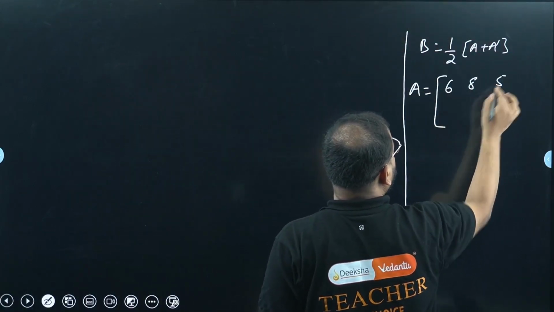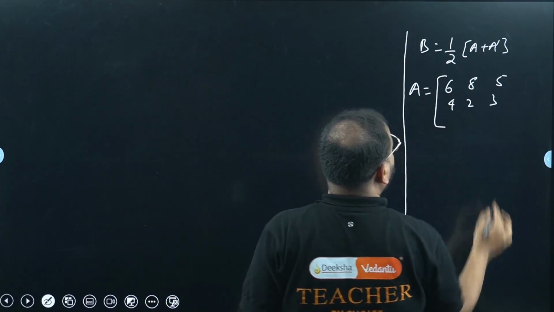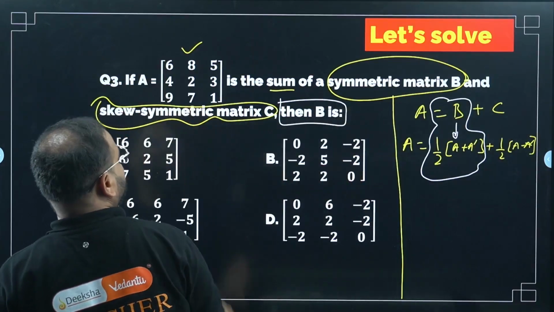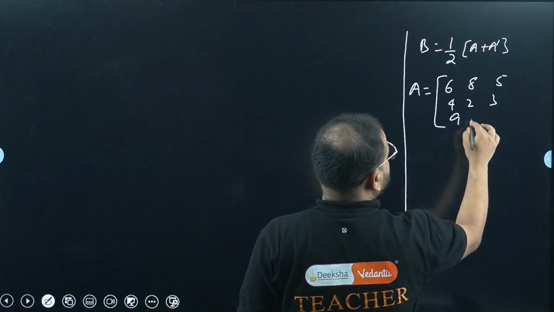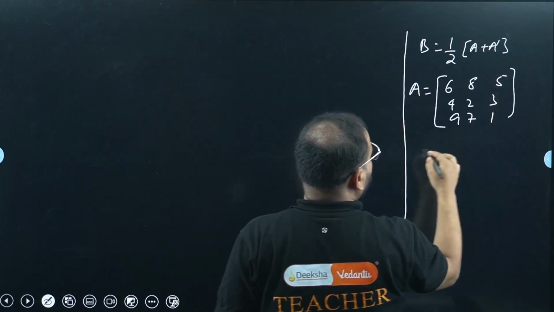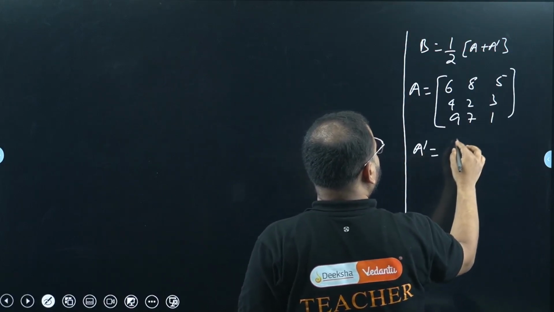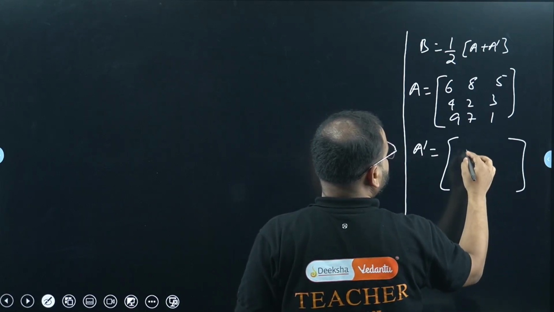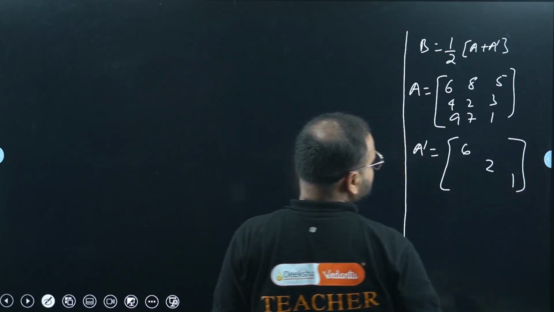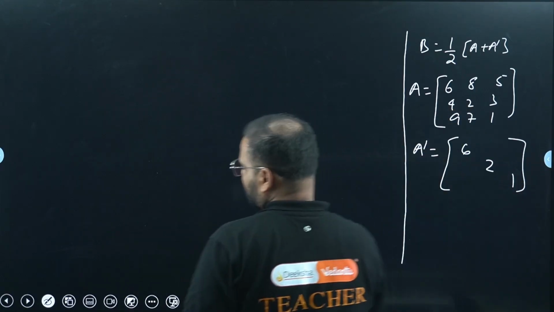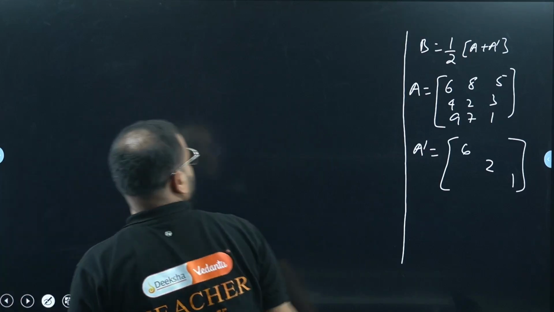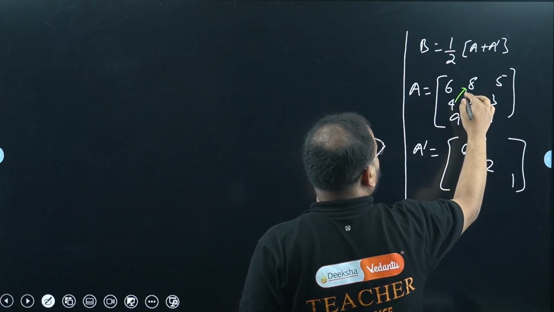6, 8, 5, 4, 2, 3, 4, 2, 3, and 9, 7, 1. How will I write A transpose? Keep the diagonal elements the same. So 6, 2, 1 you'll keep the same, and others you will interchange. So like this. Okay.